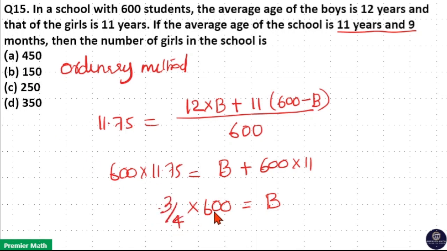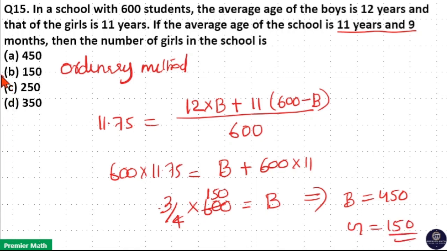Now 4 goes 150 times in 600. 3 into 150 is number of boys. The number of girls is 150. So option B is your answer because total number of boys and girls is 600. So you can do this question in either way.